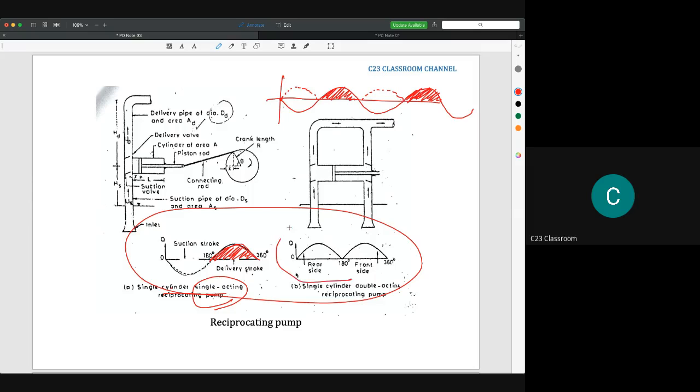So for double acting, the flow rate will flow like this. So it means all the time there is water flowing at the discharge line. However, you could see the graph here. It clearly shows that the flow rate actually starts from the minimum to the maximum, and then comes back to the minimum and then maximum again.